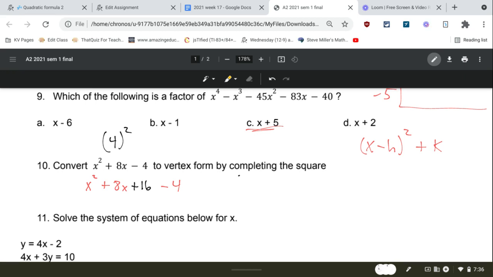I'm going to add 16 there, and to compensate for that, I have to subtract 16 right after. Okay. Now this piece on the left-hand side, it's going to factor. It's going to be x plus 4, x plus 4. And then, of course, these two guys, that's going to give us -20. So my answer for the vertex form is going to be x plus 4 all squared, because I got 2 of them, and then -20.